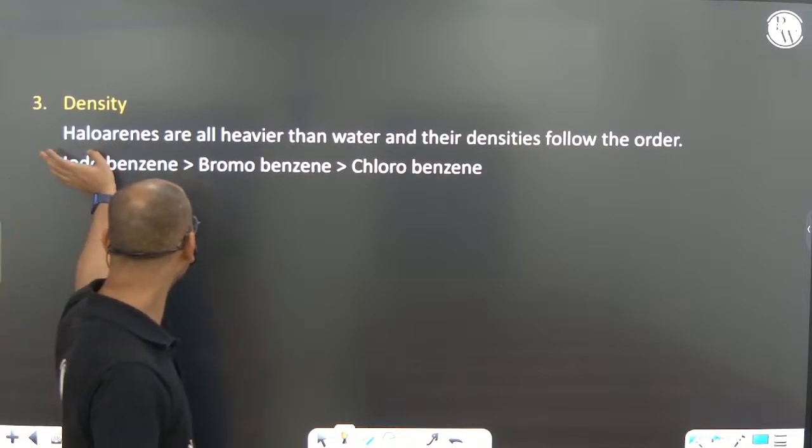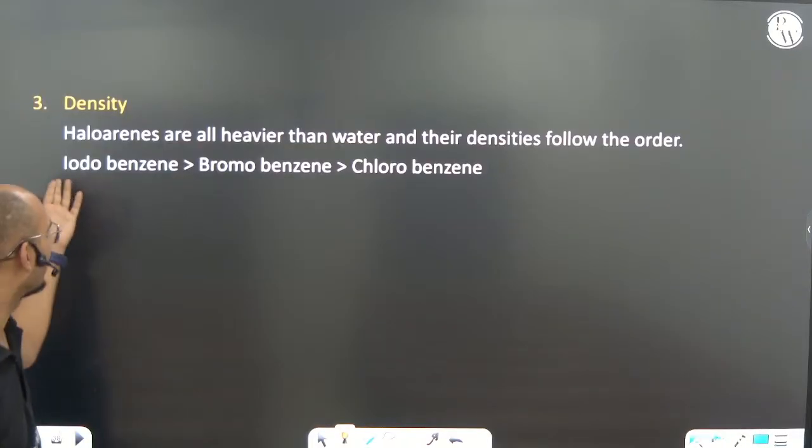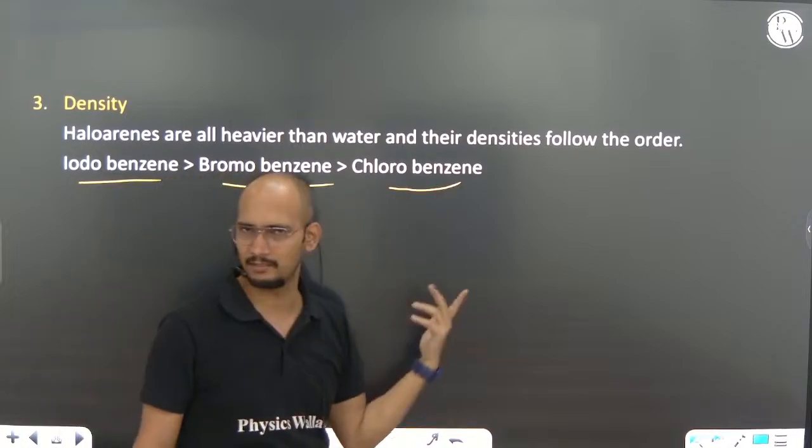Density: haloarenes are all heavier than water, and their densities follow the order iodo is more than bromo is more than chloro. Not a big deal, you understand it.